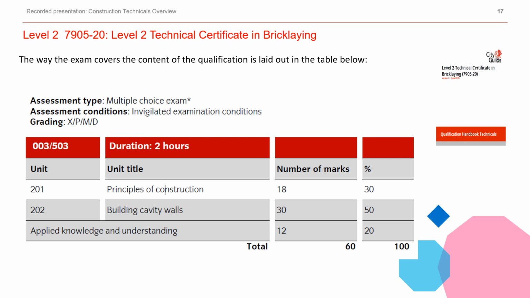So please note, you are not being examined against all the units. In the case of the bricklaying one at level 2, it is against those 2 units you can see on the slide. So again, please refer to your own particular handbook and look at the detail and follow it.